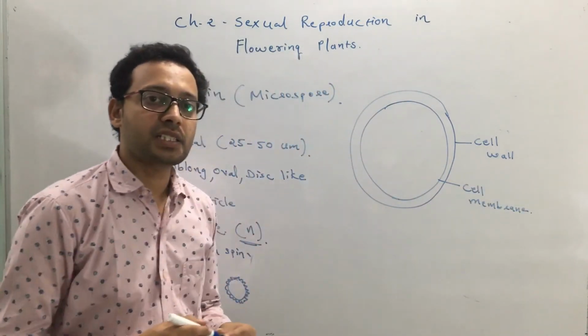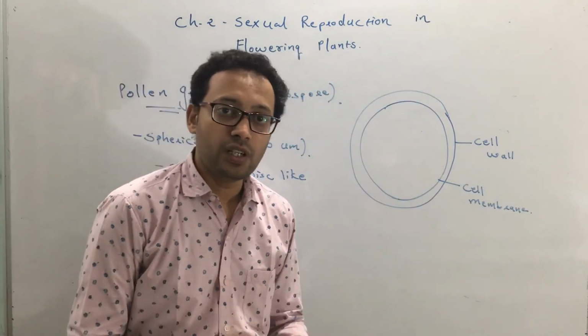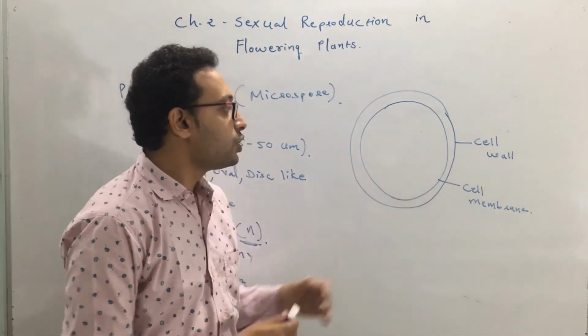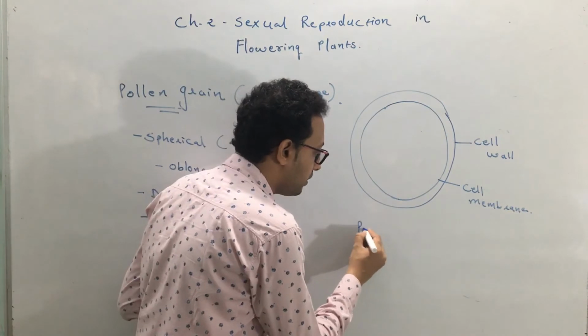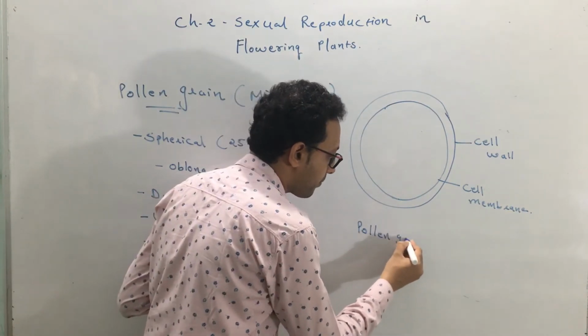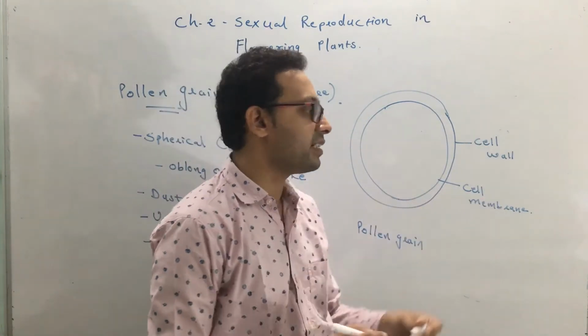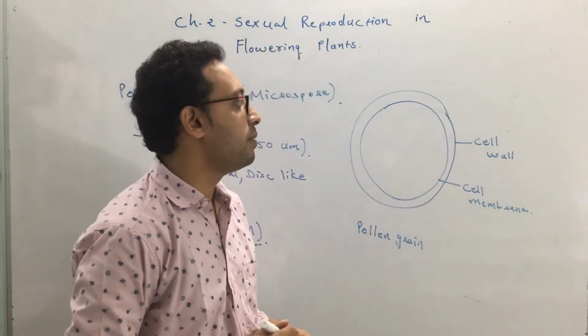How many layers does a plant cell have? Two, cell wall and cell membrane. Okay, so similarly it's a pollen grain. So a pollen grain also contains two layers. The outer layer of the pollen grain, what we call the cell wall, and the inner layer, that's it, what we call the cell membrane.